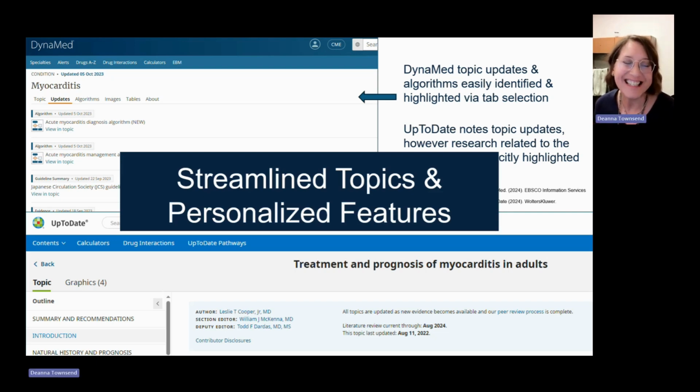DynaMed does offer this. Of course, this sounds maybe a little bit like a sales pitch. Maybe it is, but it is also about how this tool really functions in clinical practice. So DynaMed does have topic updates and algorithms that are easily identified and highlighted via tab selection, which is very similar to how UpToDate organizes its information. It has topic updates. However, the research related to the update is not explicitly highlighted as it is in DynaMed. So there are a few nuances. So once you get used to the interface, you can see how that changes.